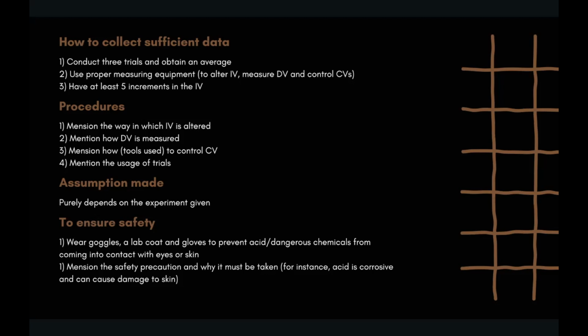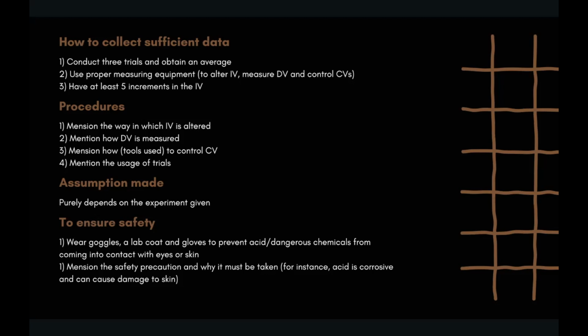And then procedures. For me, I like to mention the 3 ways in which I collect sufficient data separately, and then I write the procedures as 1, 2, 3, 4, 5 steps to make it easier to understand. But you can also write it in a paragraph format, whatever you're comfortable with. However you write it, the rubrics mention that the procedure should be stated in a way in which someone can replicate it. But of course, it doesn't really have to be to that extent.